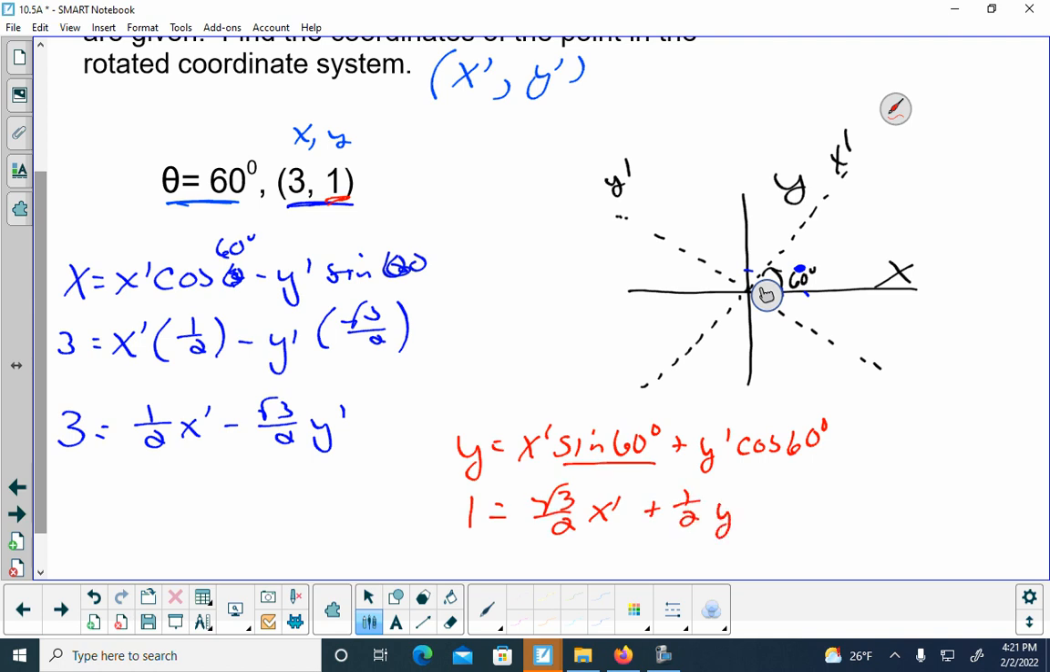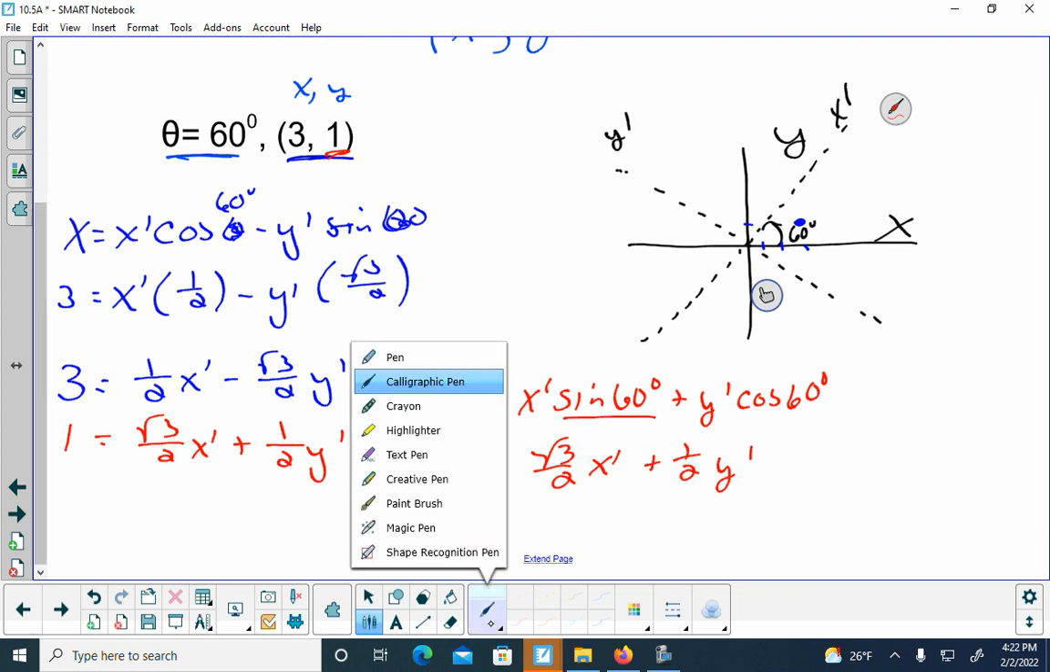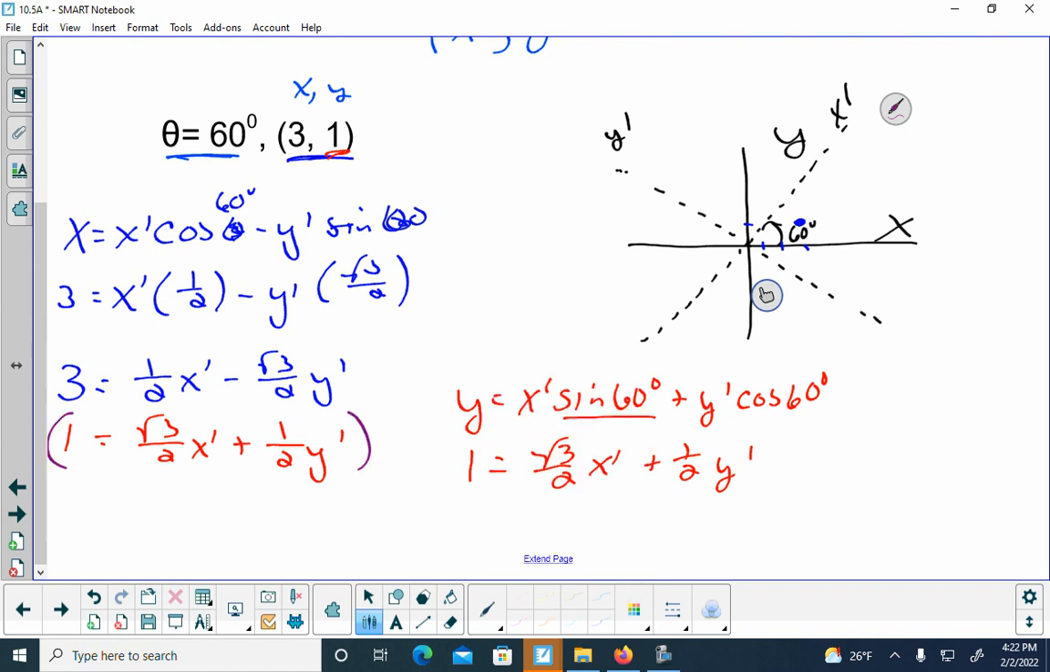So now I have an x prime and a y prime that are unknown, but I have two equations, so I have a system. I'm just going to write the red one right underneath here. And then I have to solve the system. I'm going to solve it by multiplying. Since the y's already have opposite coefficients, I think I'll multiply this one by the square root of 3, and that way I can eliminate the y.